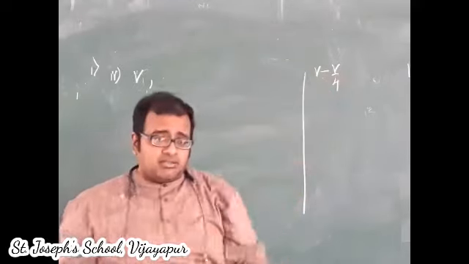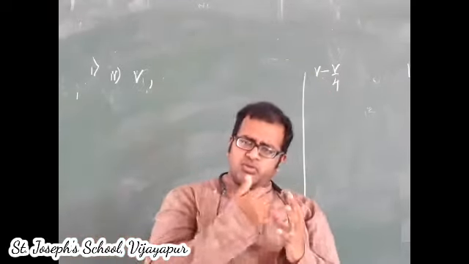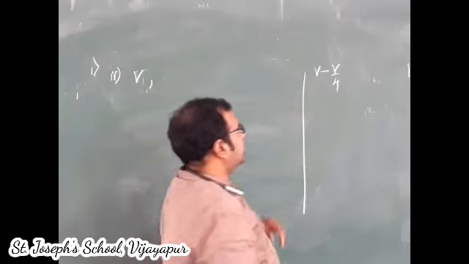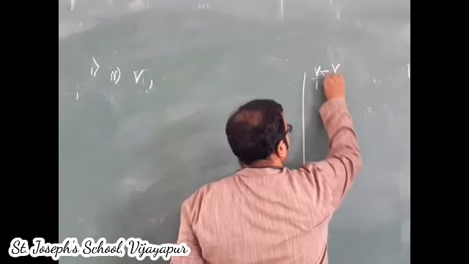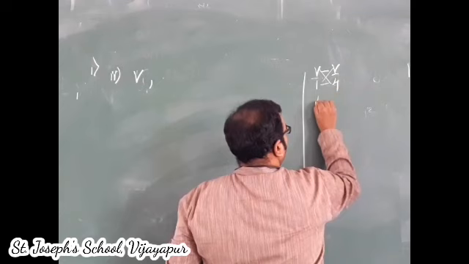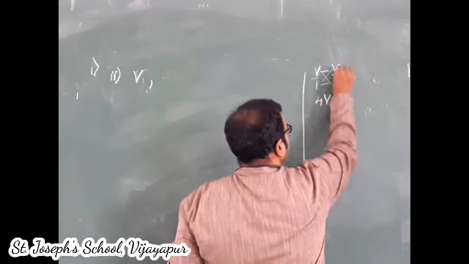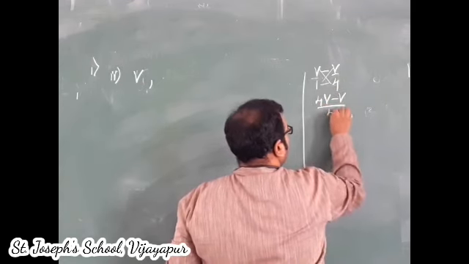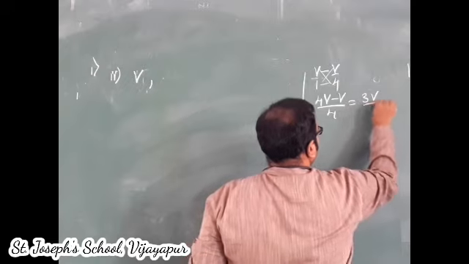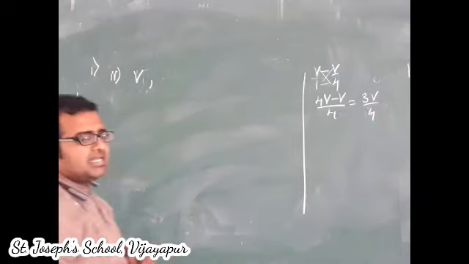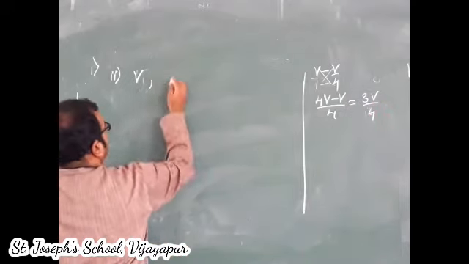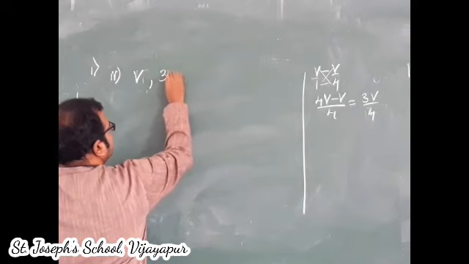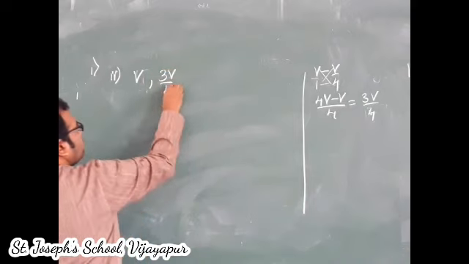When the vacuum pump removes that, you have to subtract. So we remove that. Let's calculate. 4V minus V by 4 is equal to 3V by 4. So this is the next amount, or volume of gas remaining, 3V by 4.